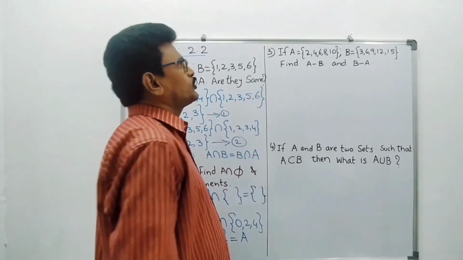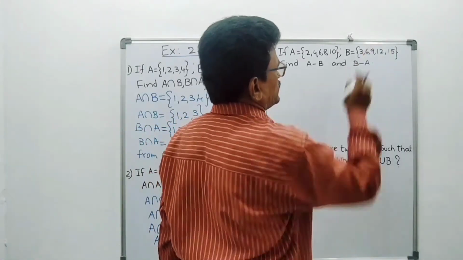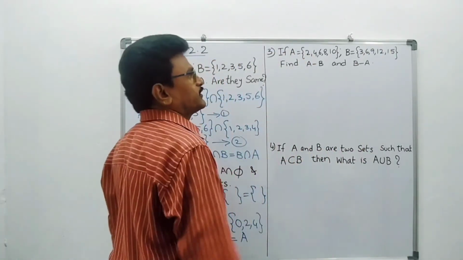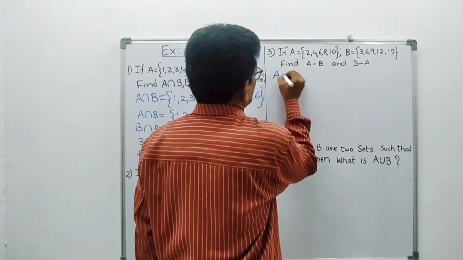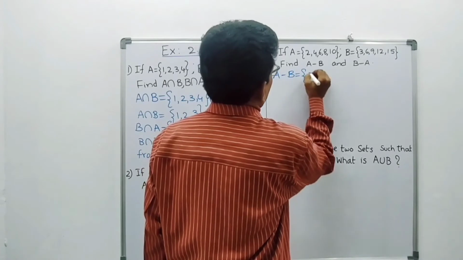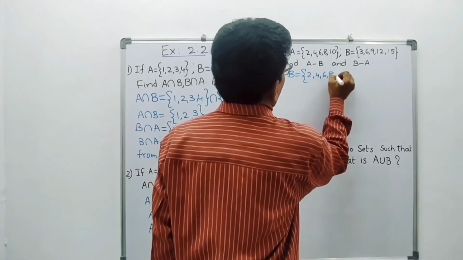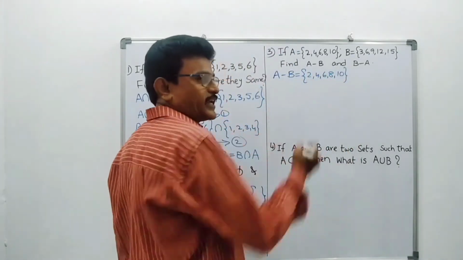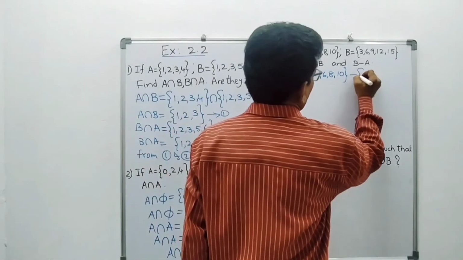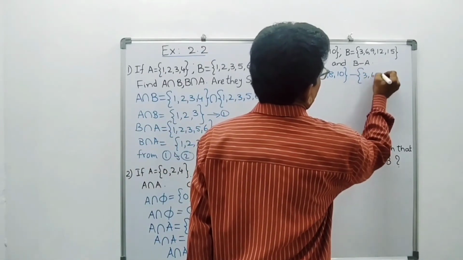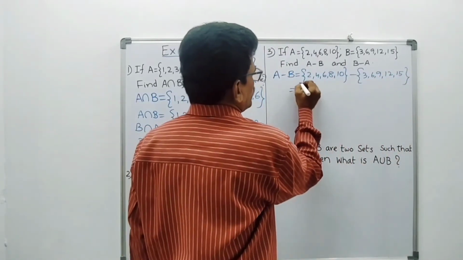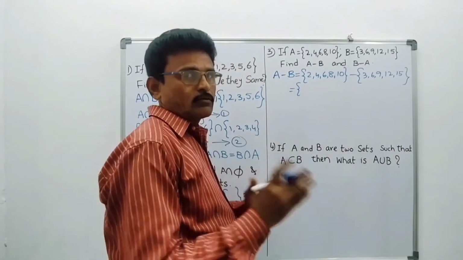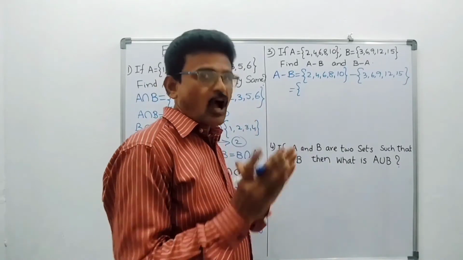Now if A equals 2, 4, 6, 8, 10 and B equals 3, 6, 9, 12, 15, now find A minus B and B minus A. What is A minus B? A elements 2, 4, 6, 8, 10. Write down the elements of A set minus, now write down the elements of B set: 3, 6, 9, 12, 15. What I told you already? We have to cut the common elements.